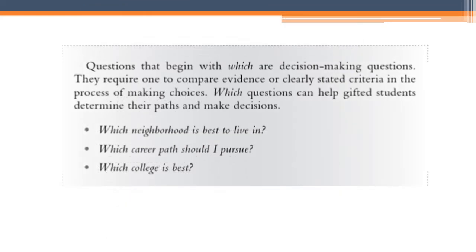Next, with questions that begin with which, it tells us to make a decision, decision making. So they require one to compare evidence or clearly stated criteria in the process of making choices. So again, the higher order thinking skills are used here when you ask the child with which questions. So they are able to analyze things, they compare and contrast, and from that they will make a judgment. So they will evaluate which one will satisfy the question.